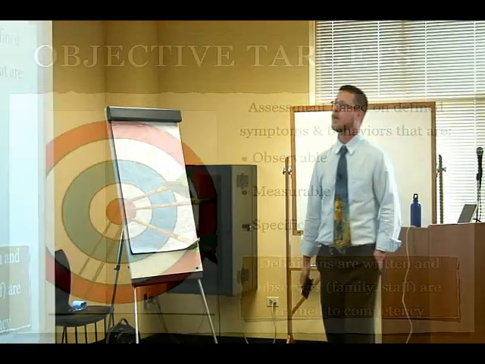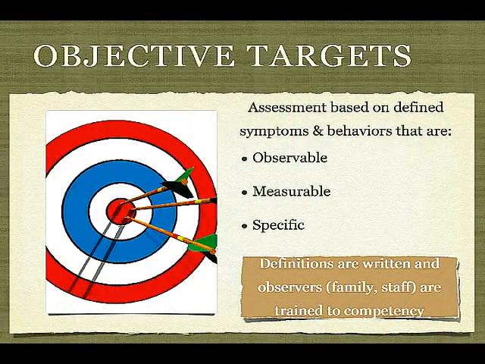Okay. So let's start out with what we do with objective target behaviors, and what I mean by that. When we are doing our assessment with folks, we are going to be looking at clearly defined symptoms and target behaviors. And when I say clearly defined, what we mean is that we are looking at things that are observable, measurable, and specific. Observable means that it's something that people can directly detect in some way. They can see it, they can hear it, and they can measure it, they can count it: how often it happens, how severe it is.